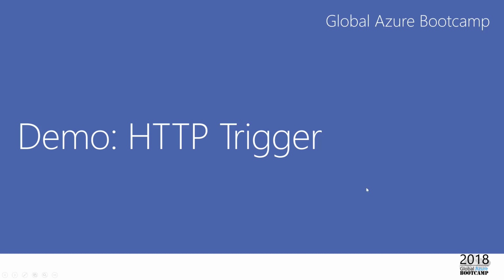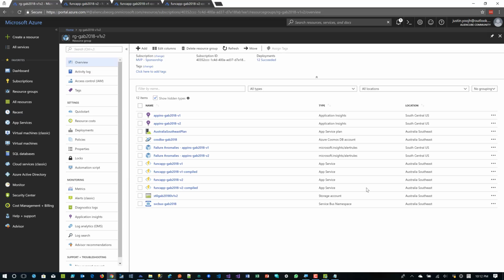Now, I'm going to show you how HTTP trigger works differently in version 1 and version 2. So this is my Azure portal. I'm going to click the version 1 function here.